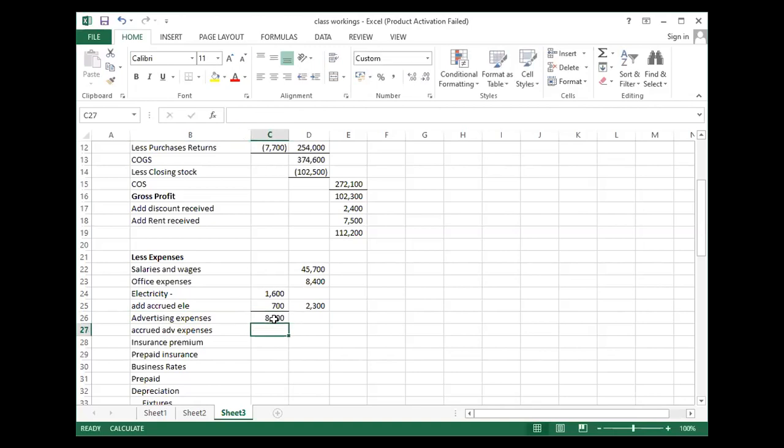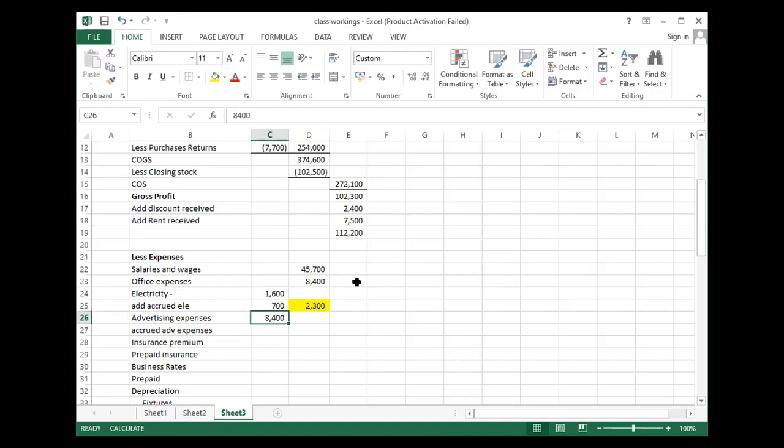Kindly note, this is not an addition of these two, right? Addition of these two is written here, so this is different. Advertising expenses 84. Is it affected by the additional information? It is affected by the additional information.